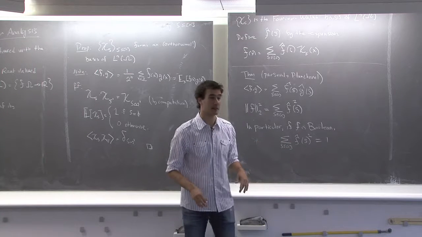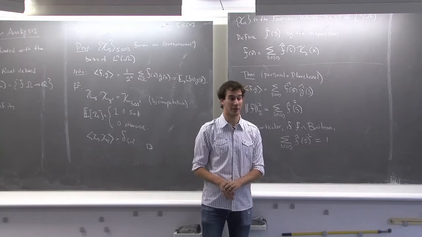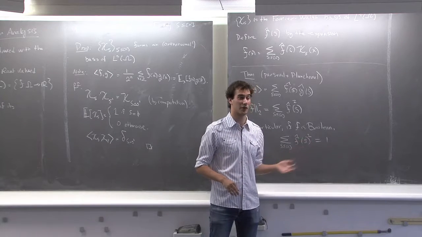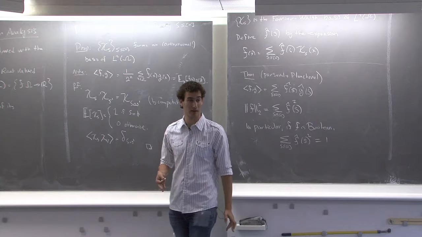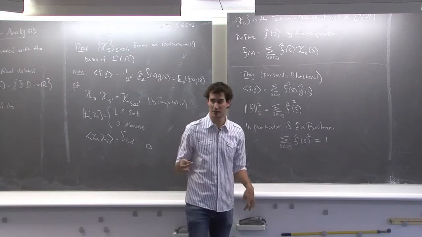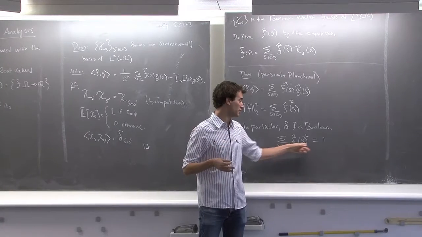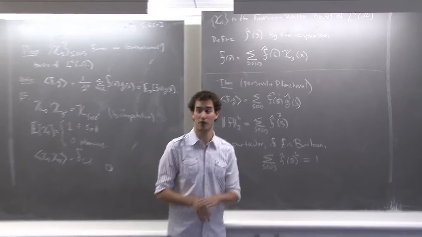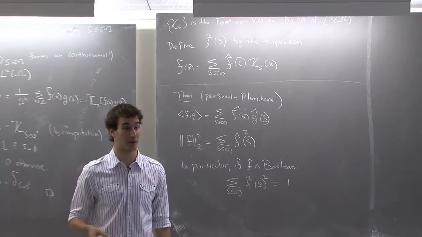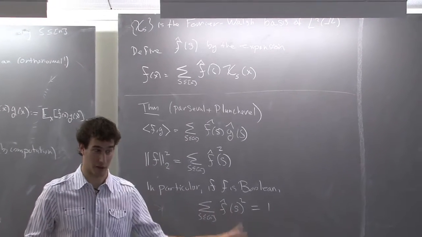This one is particularly nice because we're going to use it to create a probability measure, because this means that the squares of the Fourier coefficients somehow normalize properly. So I'm going to formalize this later, but if I pick S with probability given by the squared Fourier coefficient, I'll get a properly normalized random variable. Very, very important.